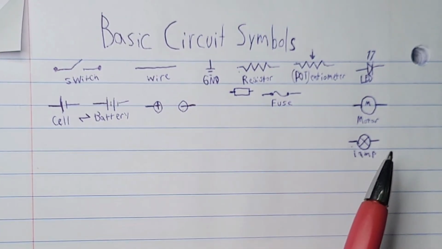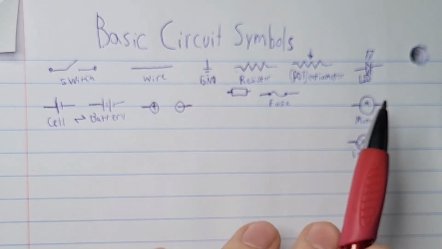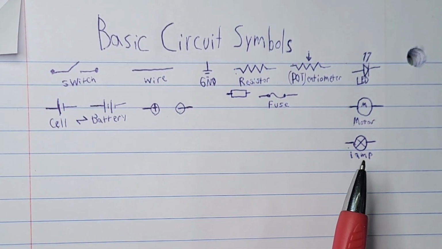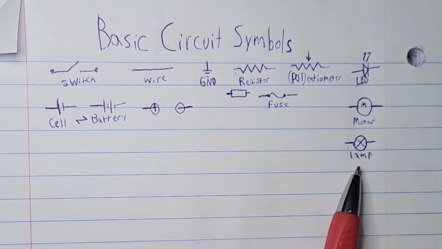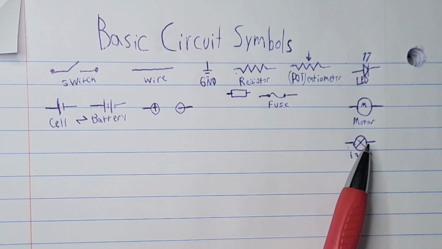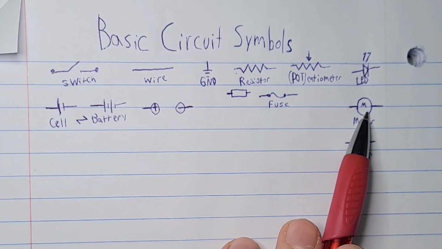And then we're going to go on to stuff that takes in energy. So lamps, motors, and LEDs. Lamps are drawn with an X, a circle and an X. Motors are drawn with a circle and an M.